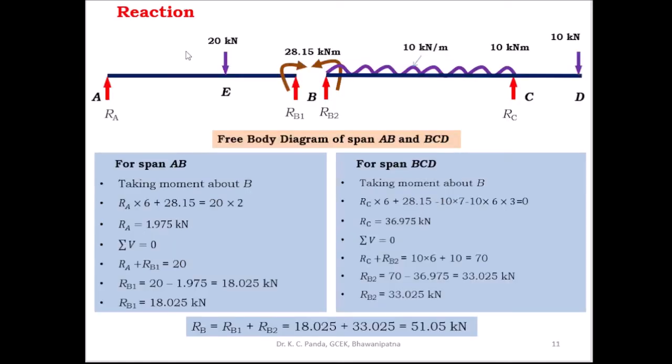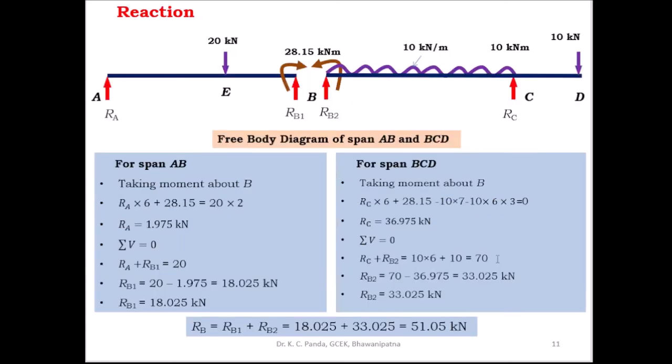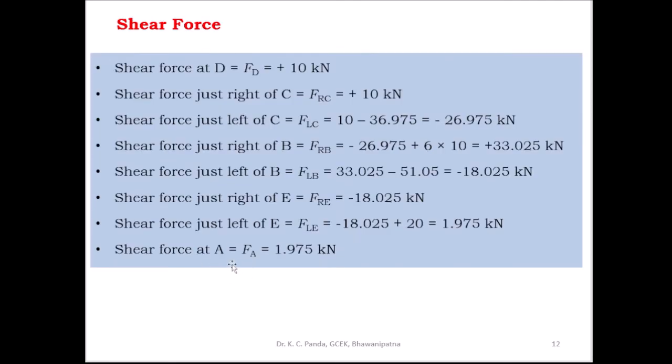Then shear force just left of E. So you have to include this load. This is downward force, so this is positive. FLE is equal to minus 18.025 plus 20. This is equal to 1.975 kilonewton. Then shear force at A is equal to 1.975 kilonewton, that is equal to RA. So here you know RA is equal to 1.975 kilonewton. So shear force at A, FA is equal to 1.975 kilonewton.